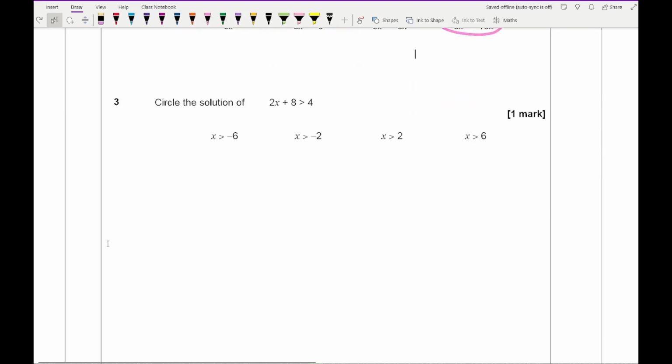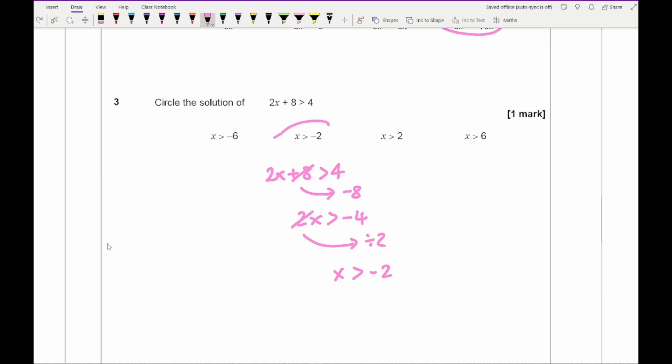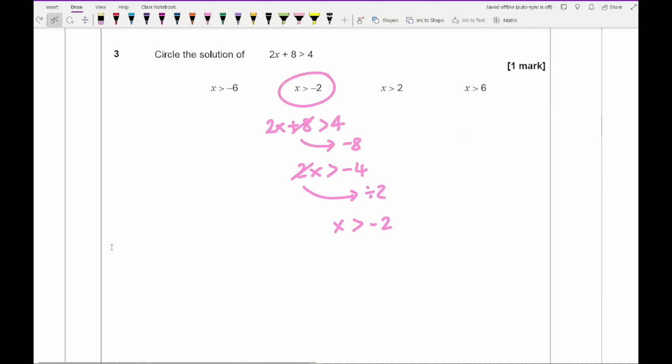Then for question 3, it says circle the solution of 2x plus 8 is greater than 4. So here all I need to do is just solve the inequality. So if I just write it out again, here we take away the 8. So it's 2x is greater than minus 4. And then we get rid of the 2 by dividing by 2. And so x is greater than minus 2, which is our second option.